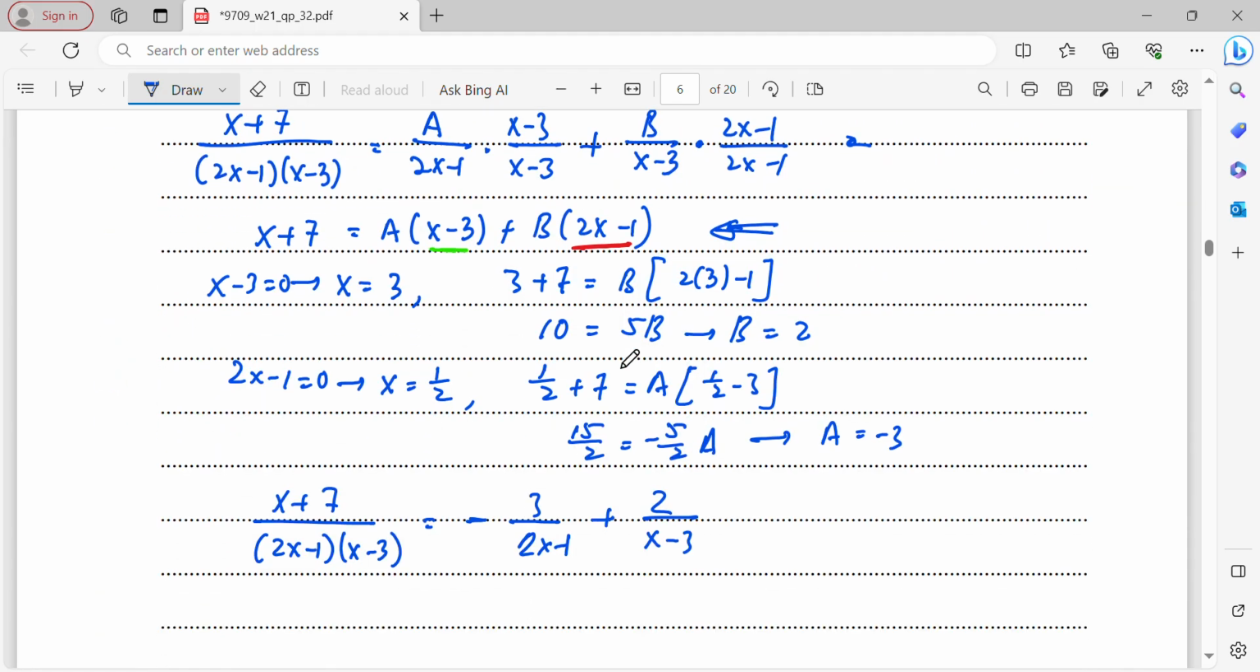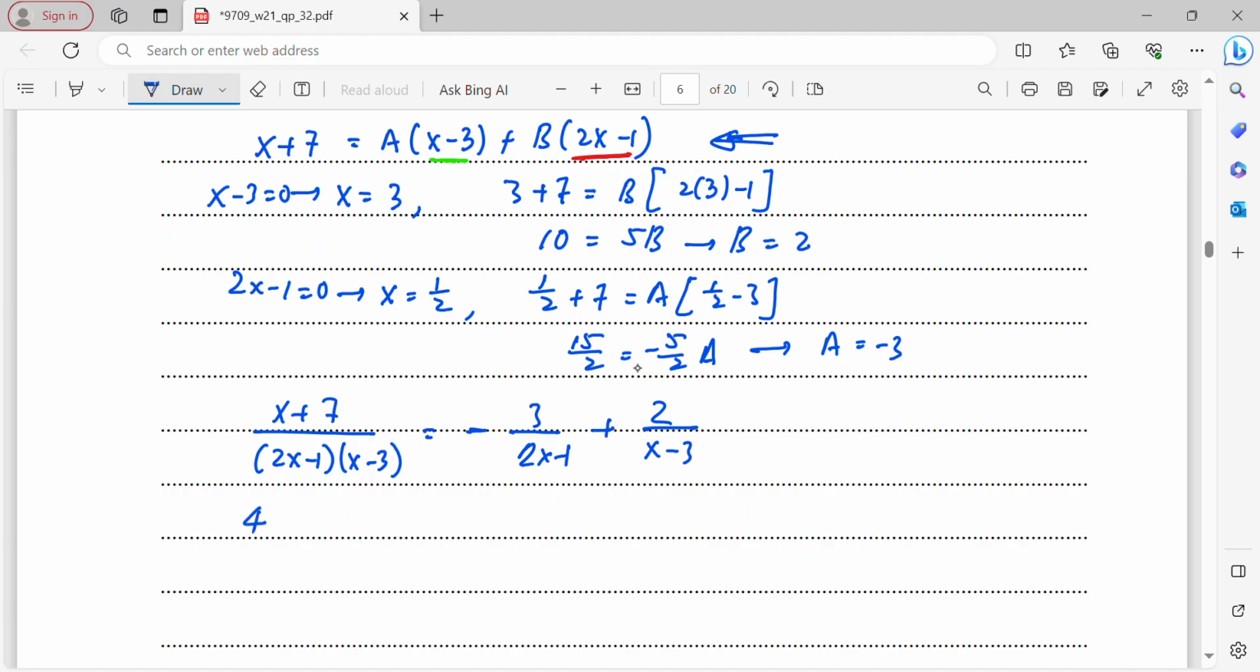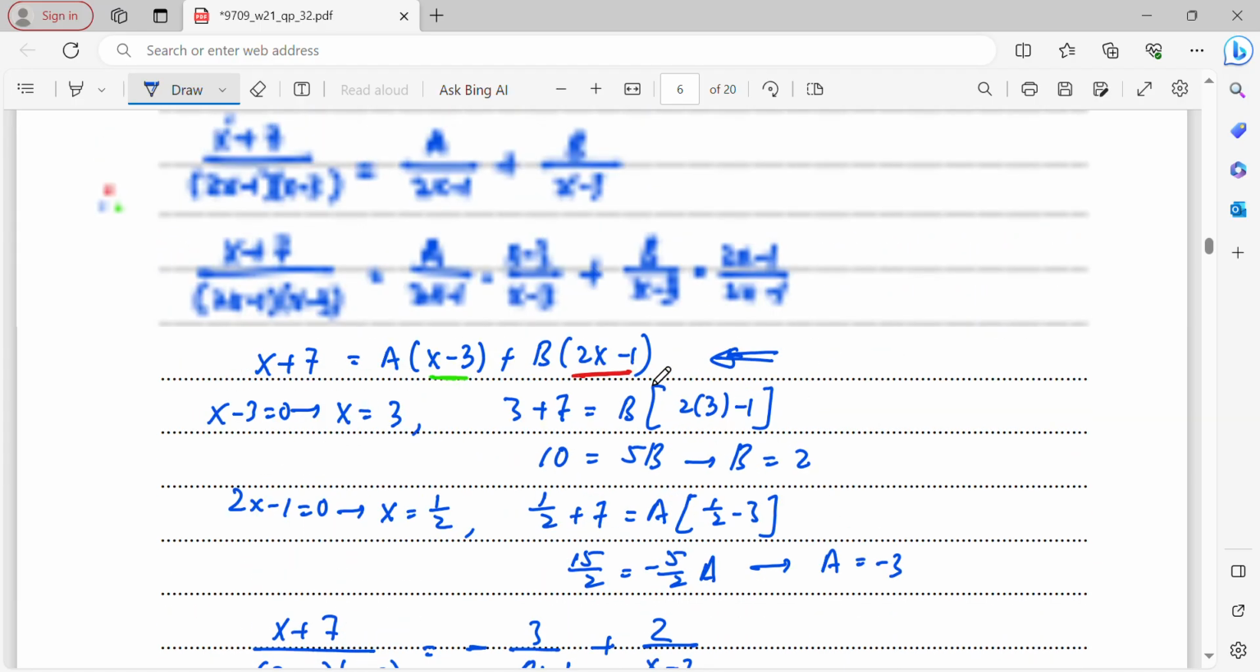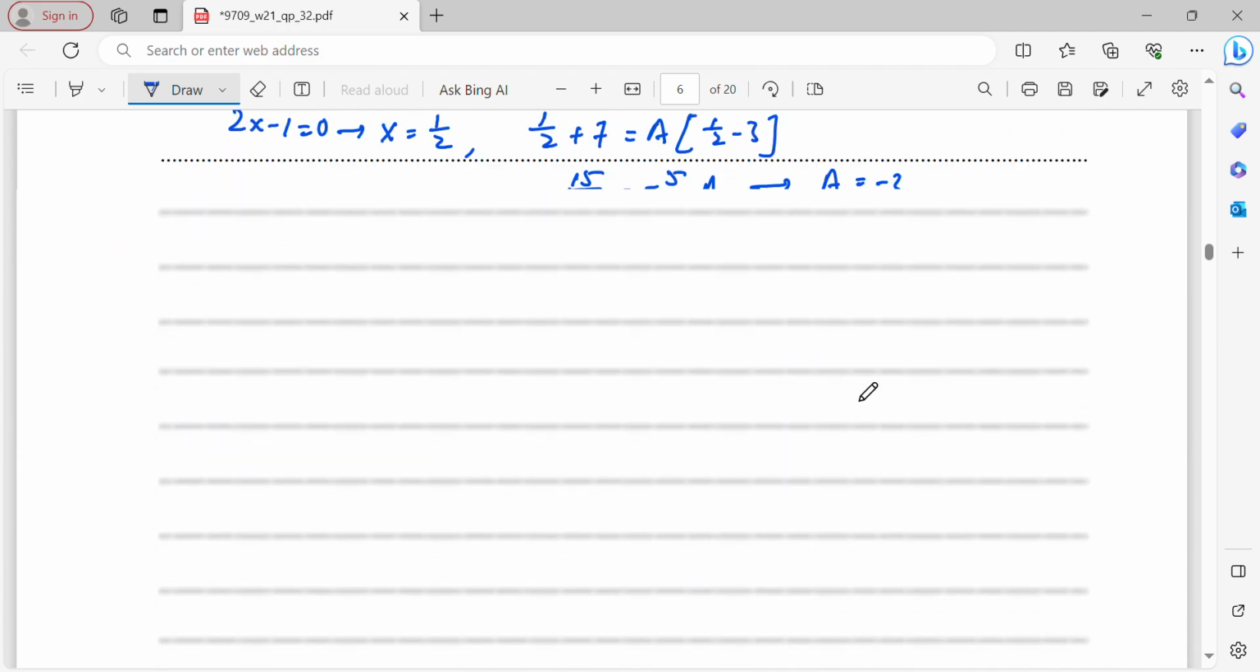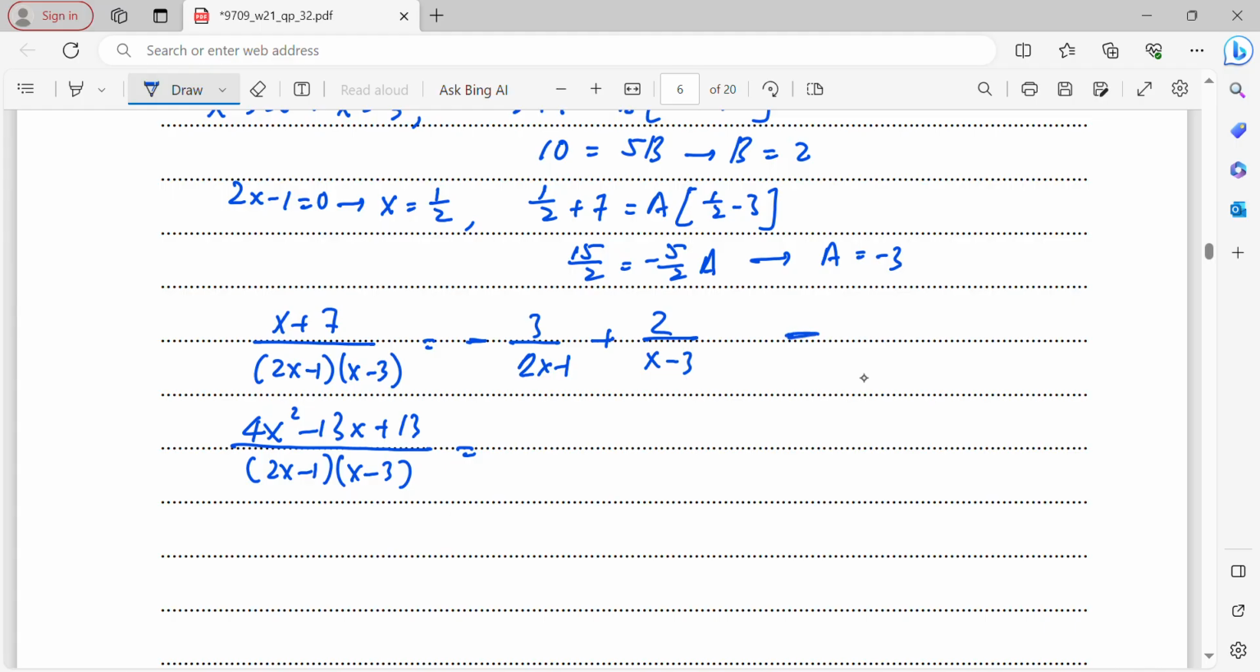Alright, so I will rewrite the question. It will be 4x squared minus 13x plus 13 over 2x minus 1 times x minus 3 is 2 plus, okay, 2 plus these partial fractions. So it means that I have to add on 2 to these two terms. So it will be 2 minus 3 over 2x minus 1 plus 2 over x minus 3. So that's the solution of this question.